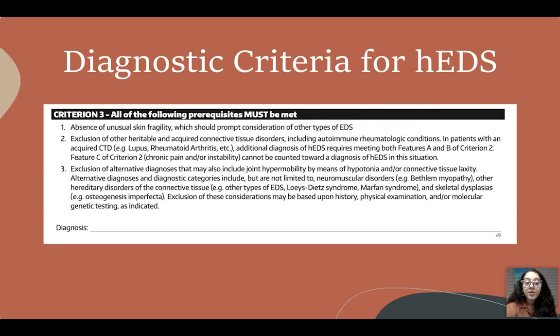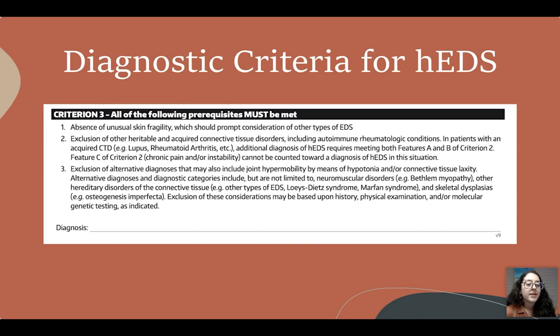And then we have a third part. So in this third part, this is more so ruling out other things that could present similarly. And so absence of unusual skin fragility, which should prompt consideration of other types of EDS. So the other two, I would say, next prevalent types is the classical type and the vascular type of EDS. We're going to talk about genetic testing, I believe, on the next slide. And sometimes we will do some genetic testing to rule out other types if there are symptoms or family history suggesting that those might be positive.